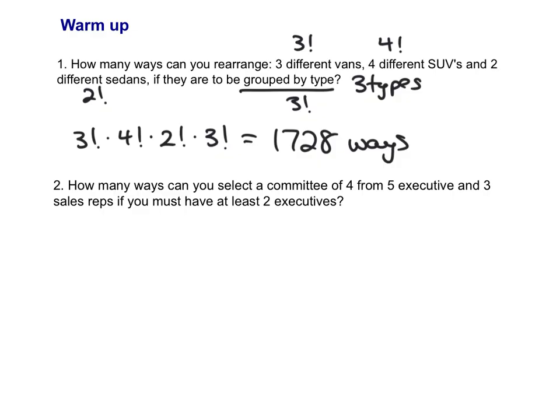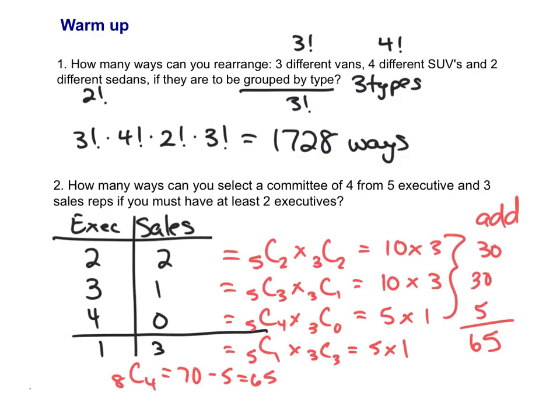So on the top, we would have 3 numbers to add together. On the bottom, we could look at the no restrictions minus having 1 executive and 3 sales reps. We can't have 0 executives because we don't have enough sales reps to have a committee of 4. So either way you do it, you get 65 ways.